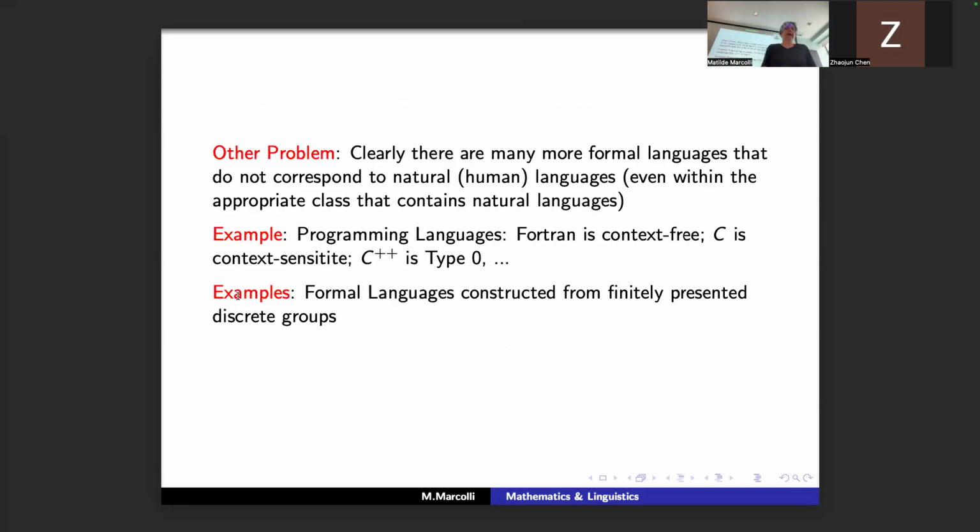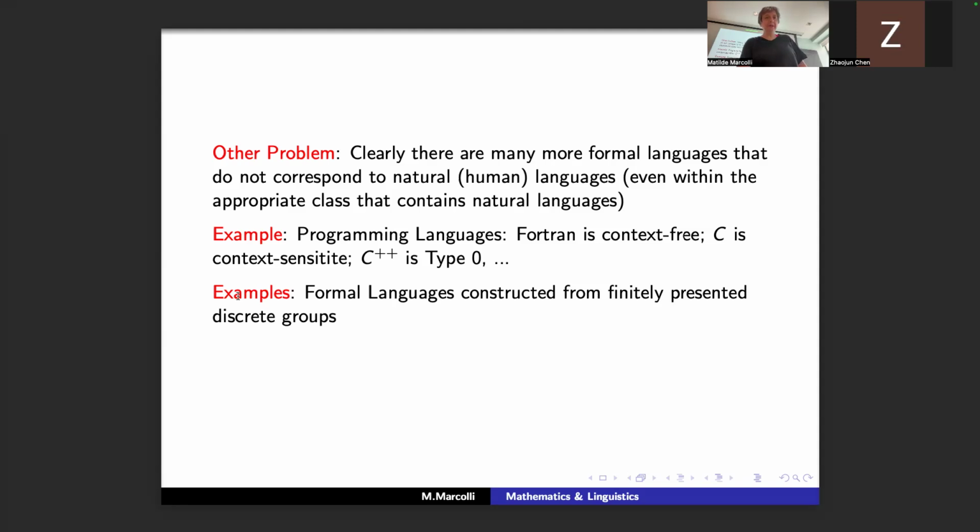Moreover, there is another issue, which is that there are lots and lots of formal languages that have nothing to do with human languages and don't have properties that are similar to the ones that we see in human languages. Maybe they have similar recursions, but otherwise they clearly do not represent aspects of human language.